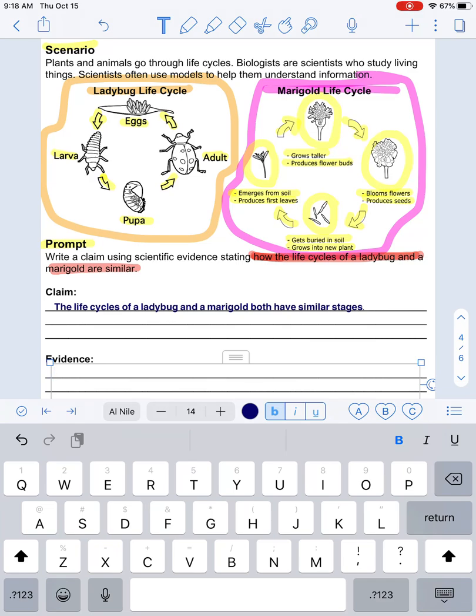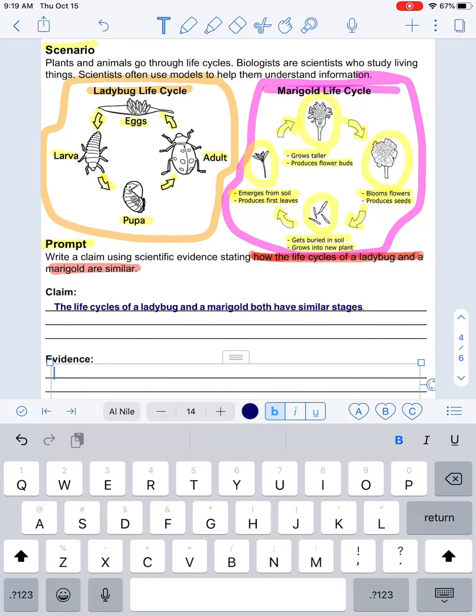So I have 3 lines. I know it should be more than just my claim. I should give more information. So let's think about how these 2 life cycles are actually similar in their stages. Well, let's look at stage 1. The ladybug stage 1 is an egg. The marigold stage 1 is a seed. So they both begin very small, right?